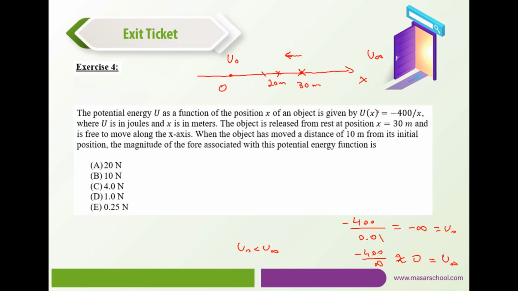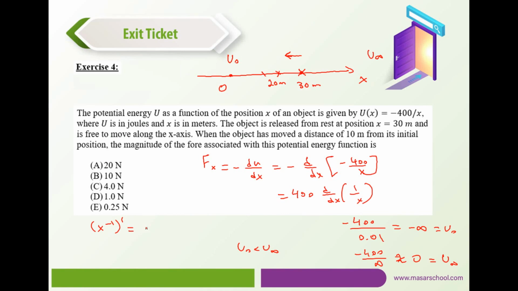Then we know that the force can be determined from the potential energy via derivative. Then F(x) would be given by minus dU divided by dx. Now this can be understood as an operator, taking the function minus 400 divided by x. Minus and minus would cancel. We can take 400 out. That would be d by dx of 1 over x. This can be utilized as a power function x to the power minus 1.